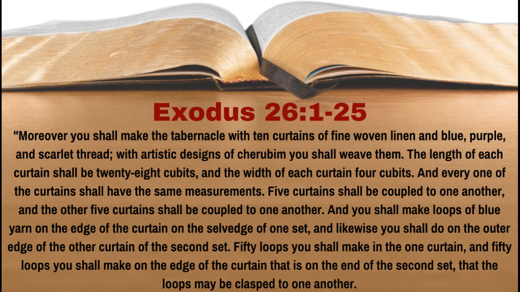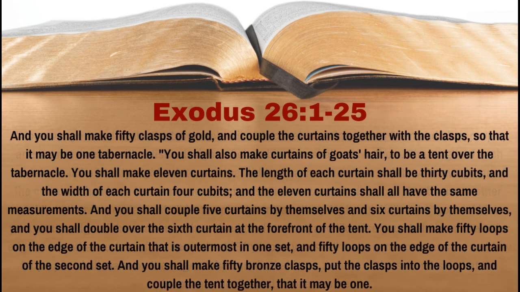And you shall make loops of blue yarn on the edge of the curtain on the selvage of one set, and likewise you shall do on the outer edge of the other curtain of the second set. 50 loops you shall make in one curtain, and 50 loops you shall make on the edge of the curtain that is on the end of the second set. The loops may be clasped to one another. And you shall make 50 clasps of gold, and couple the curtains together with the clasps, so that it may be one tabernacle. You shall also make curtains of goat's hair to be a tent over the tabernacle.